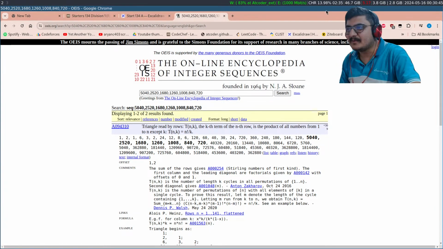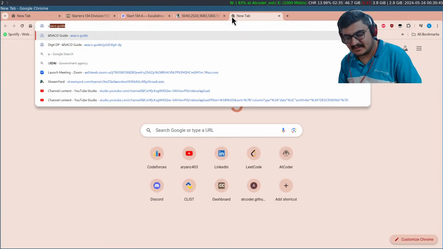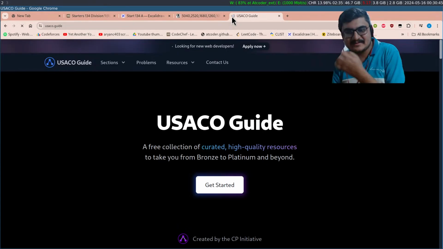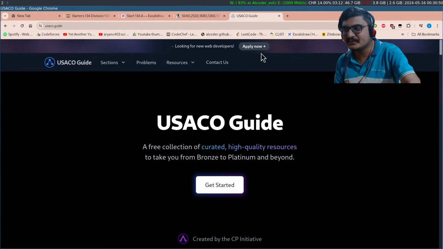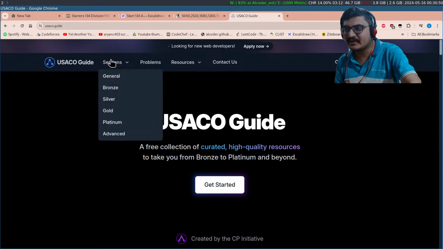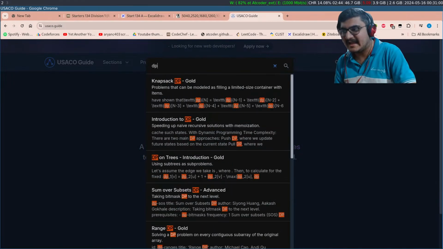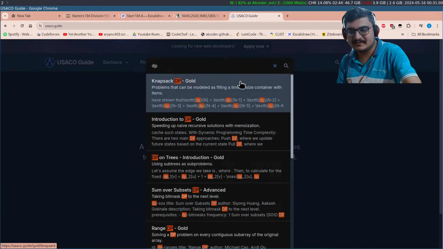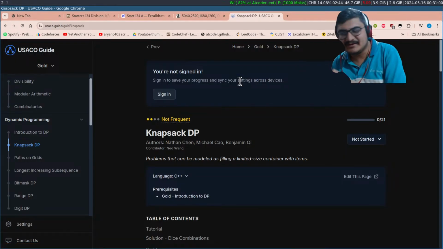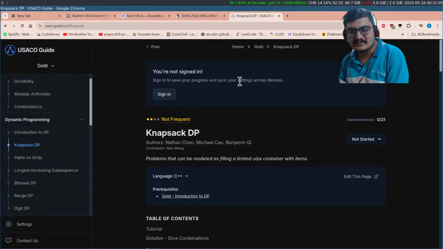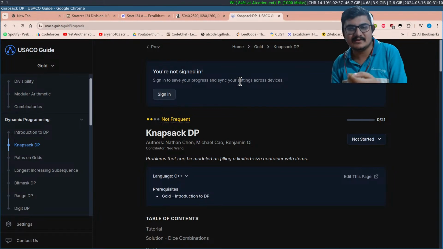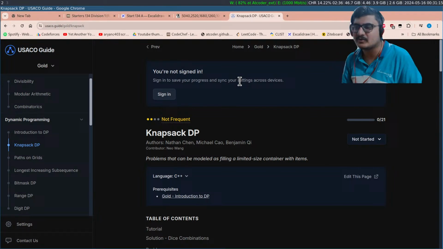For standard problems on DP, again the advice is the same. I have mentioned it in my roadmap to read as well. You can look at the sections here and try to find DP problems. I have answered this question on the same channel, the roadmap to read in 2 minutes, about how to solve some standard or frequently appearing problems on DP. There are two resources I mentioned: one is the USACO Guide and the other is the CP Handbook, the Competitive Programming Handbook.